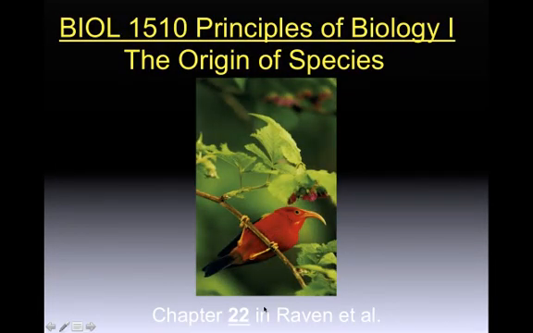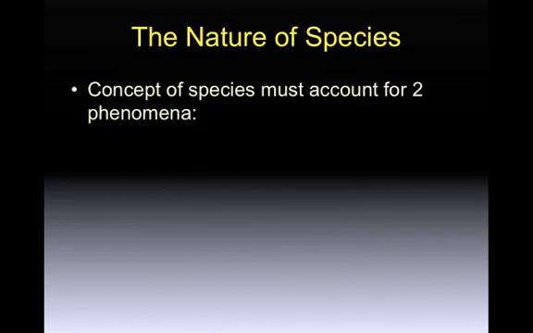Alright, so we're going to do our trial run at using online lecture for Biology 1510. We're going to lecture on chapter 22 in the Raven textbook, which is called The Origin of Species, kind of our last chapter in our series on evolution for this course at least, although obviously we talk about it throughout the entire course. So this is what we would call the macroevolution part of the topic of evolution.